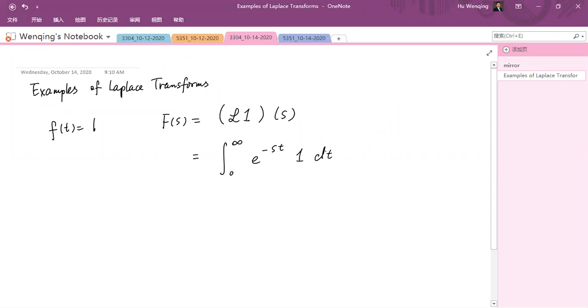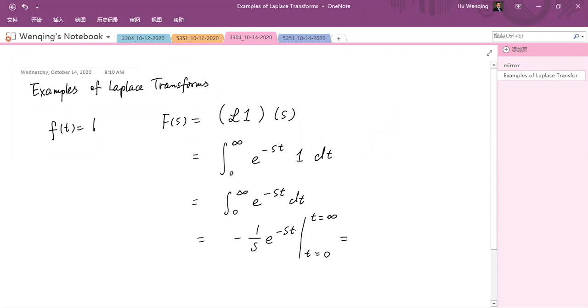Is that good, family? So integration is with respect to t. That's going to be a very simple integral. It's just the integral from 0 to infinity of e power minus s t dt. And what's that integral? Well, it is just minus 1 over s, e power minus s t, where t goes from 0 to infinity. So t equal to infinity minus t equal to 0.